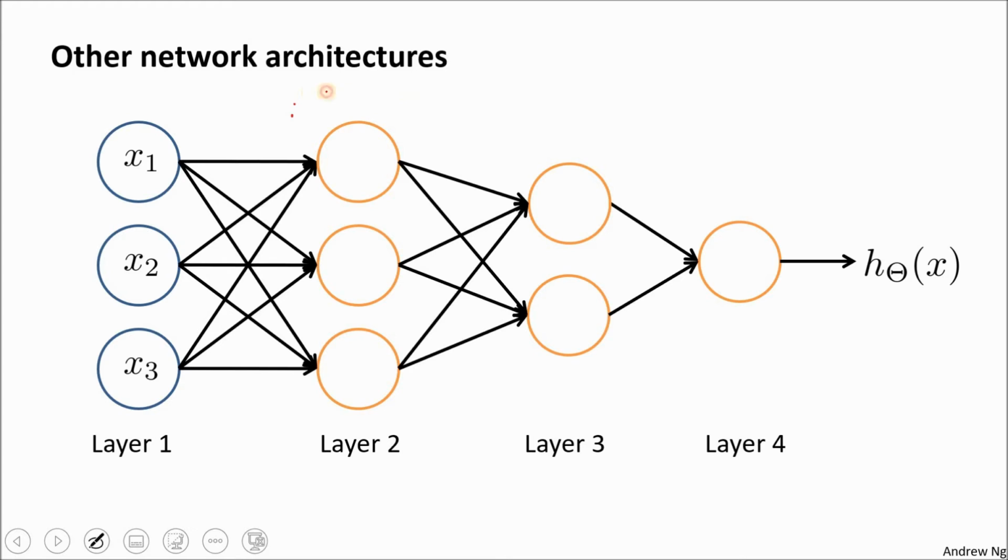Sometimes there can be more than one layer in the middle. All of them will be called hidden layers, and they can have a different number of elements. For example, over here you have 3 nodes, here you have 2.